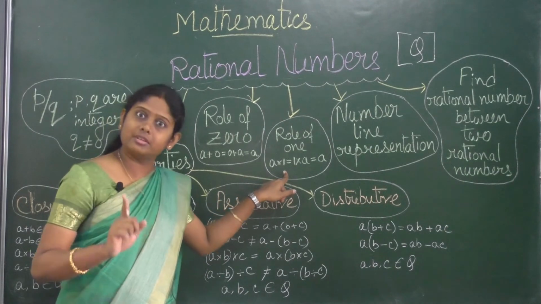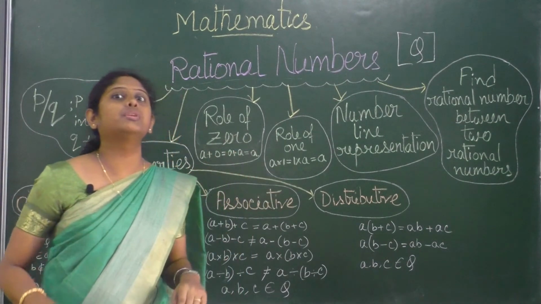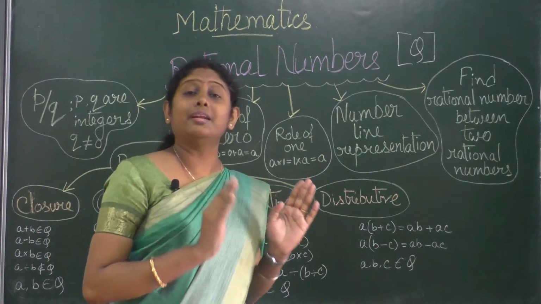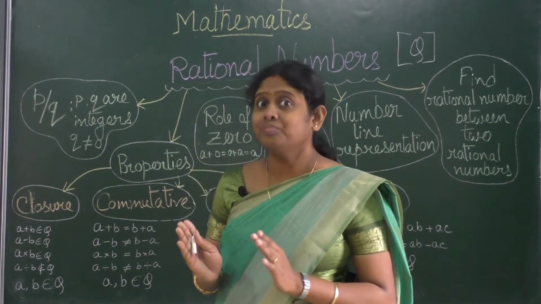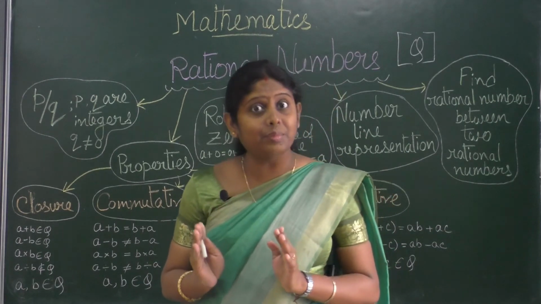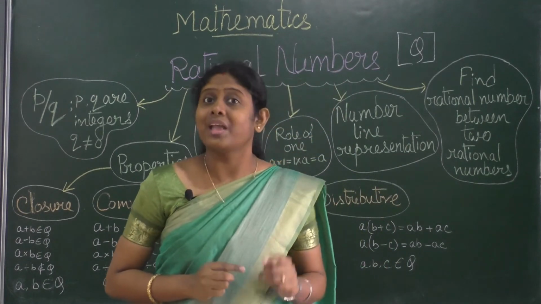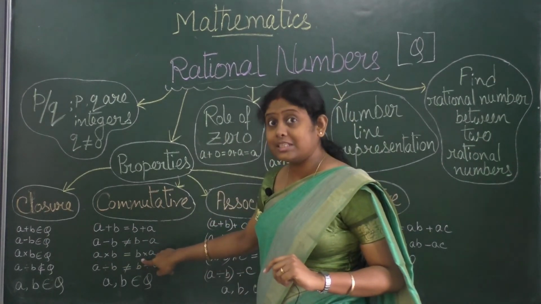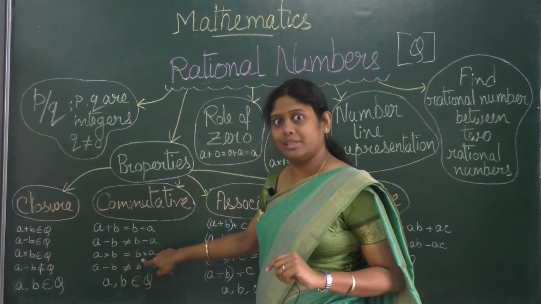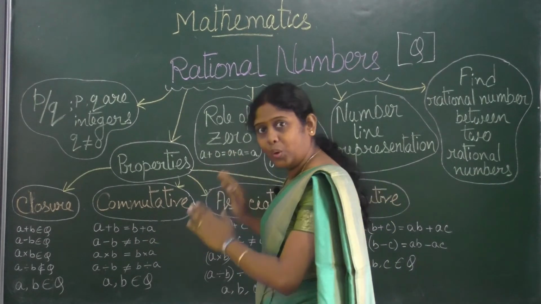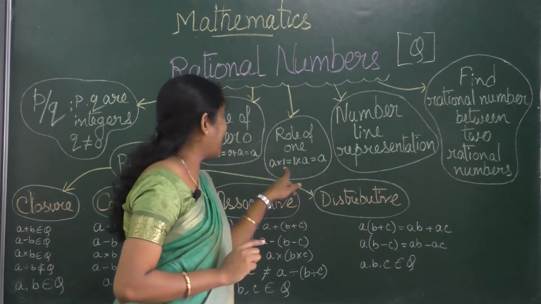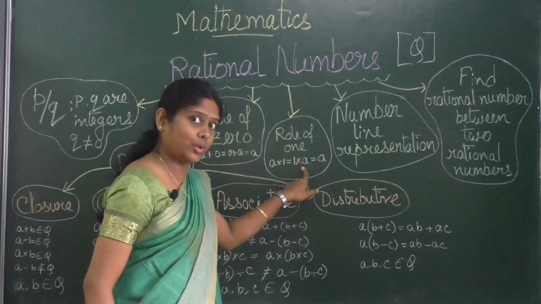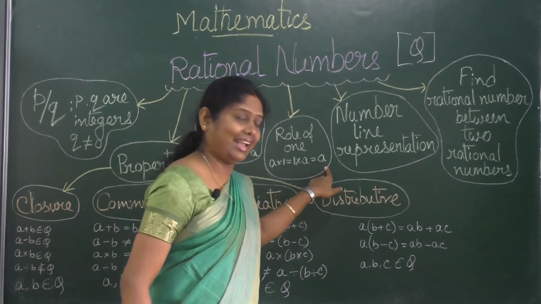Okay. Now come to role of 1. For this also, just recall your previous knowledge. You already know that if you multiply a number by 1, you get the number itself as the product. And just now you learned that multiplication is also commutative. Okay. So from both concepts we can write that A into 1 is equal to 1 into A is equal to A.